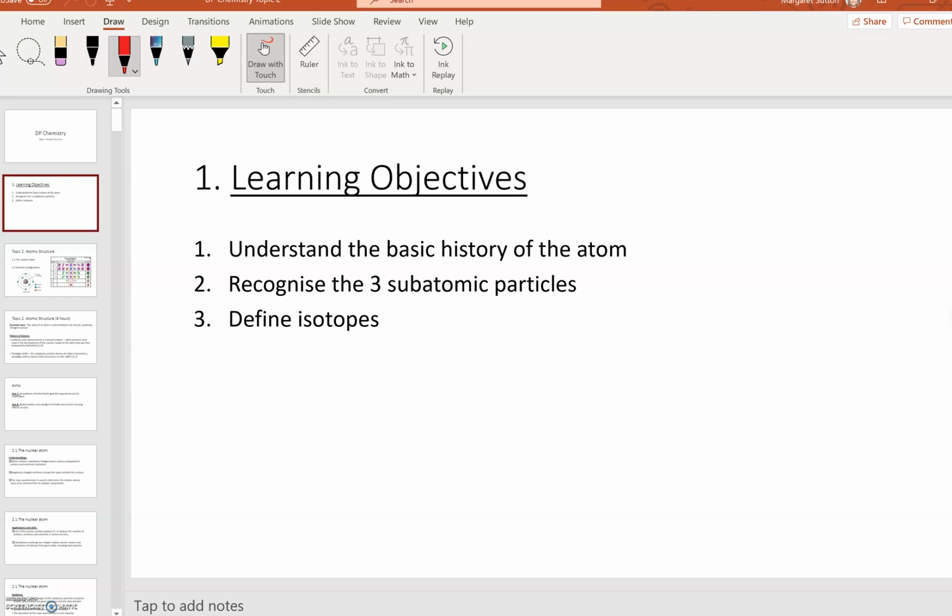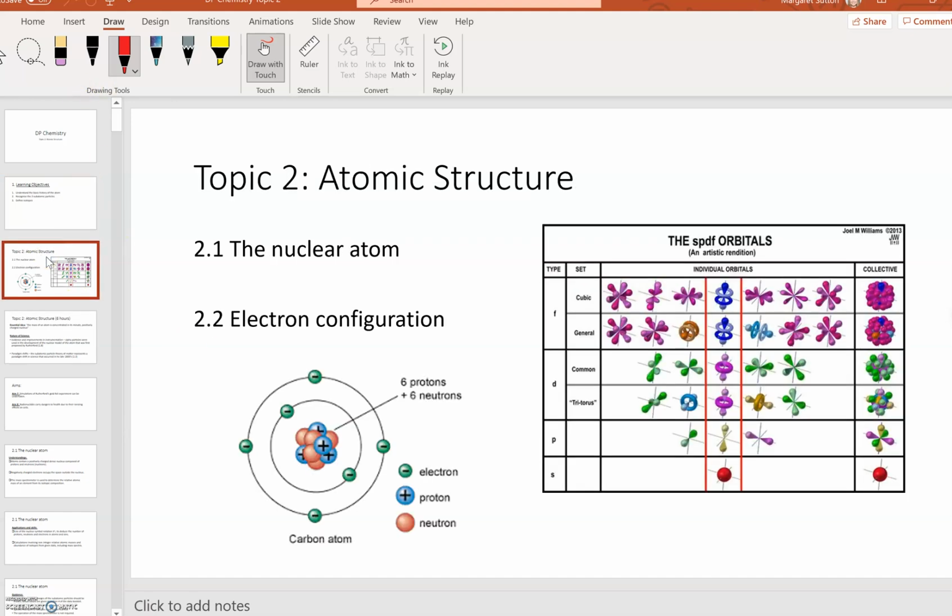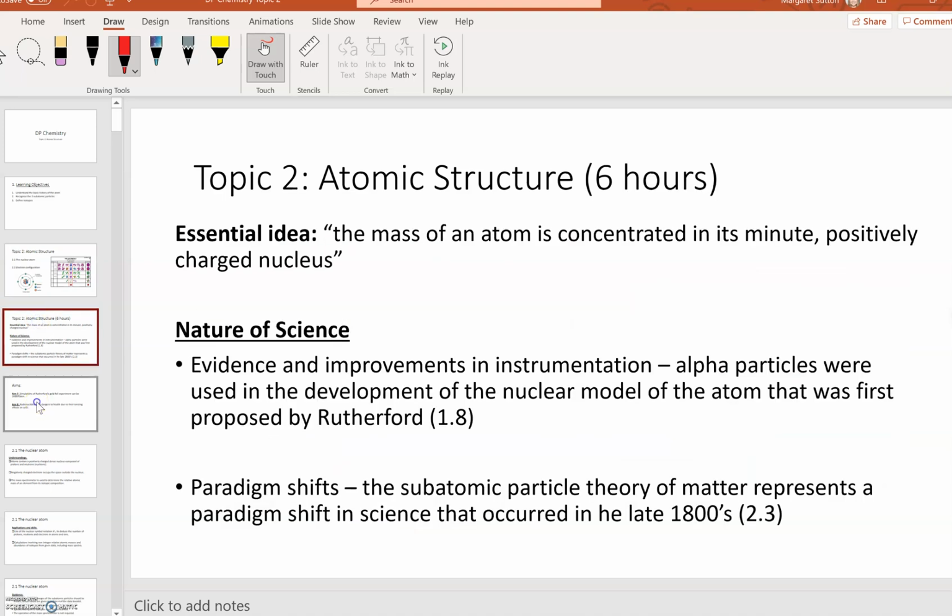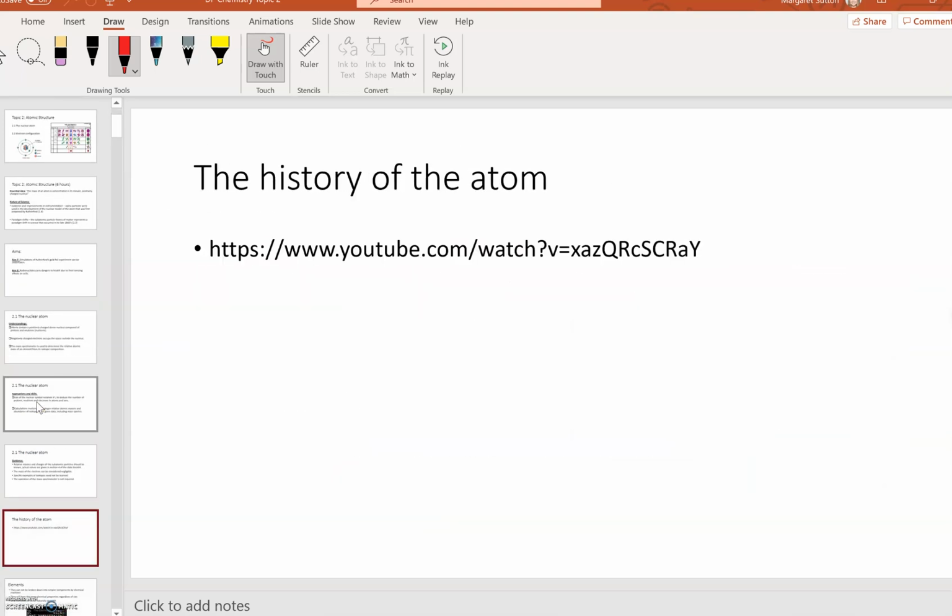Hey team, I'm very quickly going to skip through the first couple of lessons of topic 2. So this is the first bits of 2.1 about the nuclear atom, and I've done some videos already for 2.2 electron configuration. So here we go. I'm just going to skip through these starter slides.